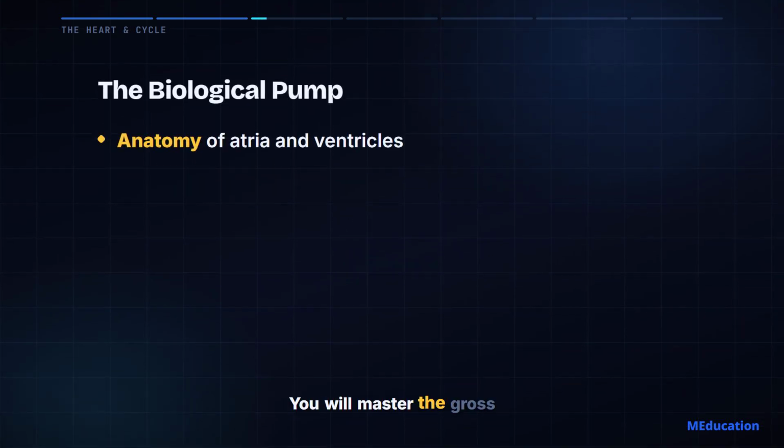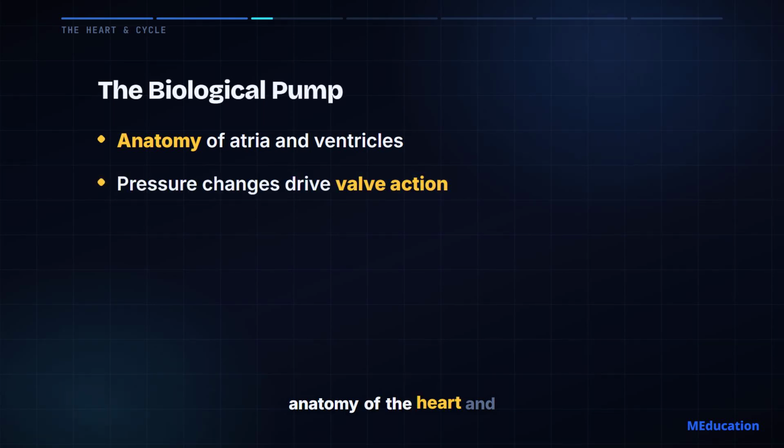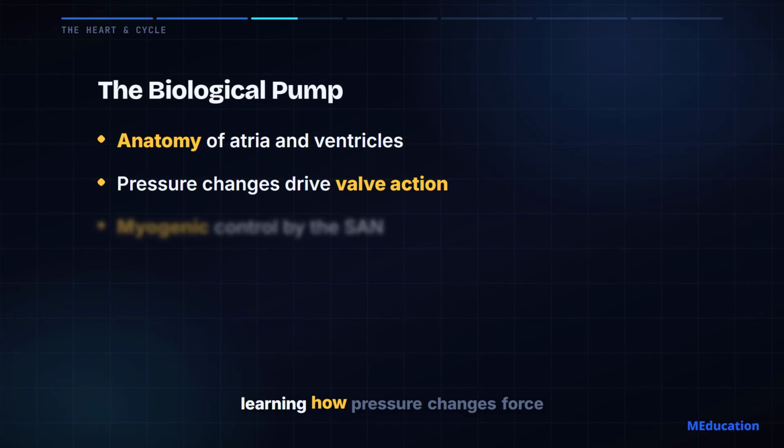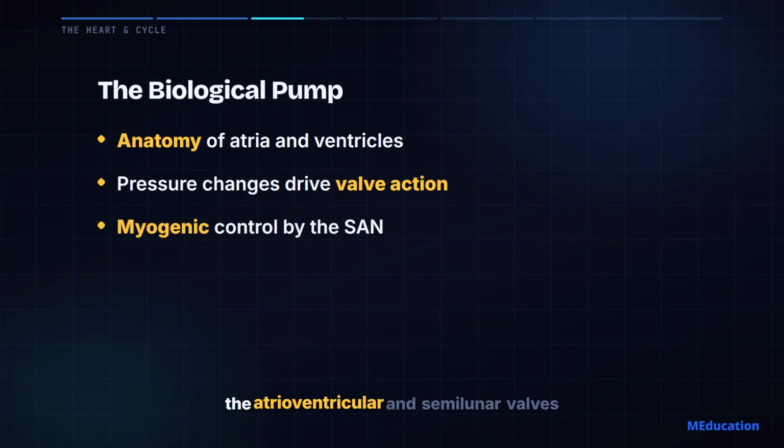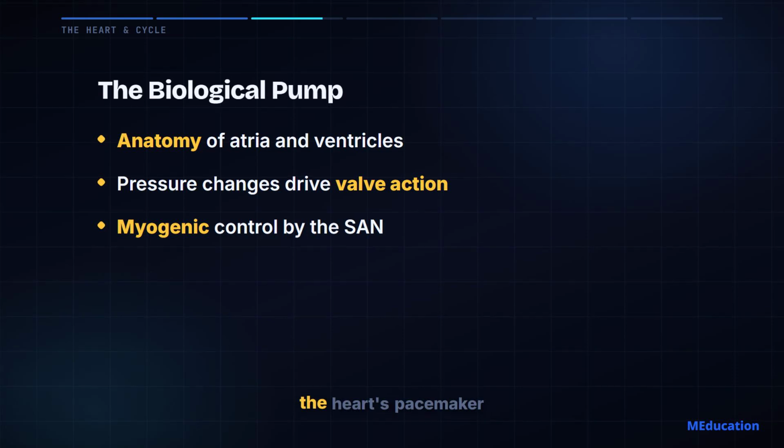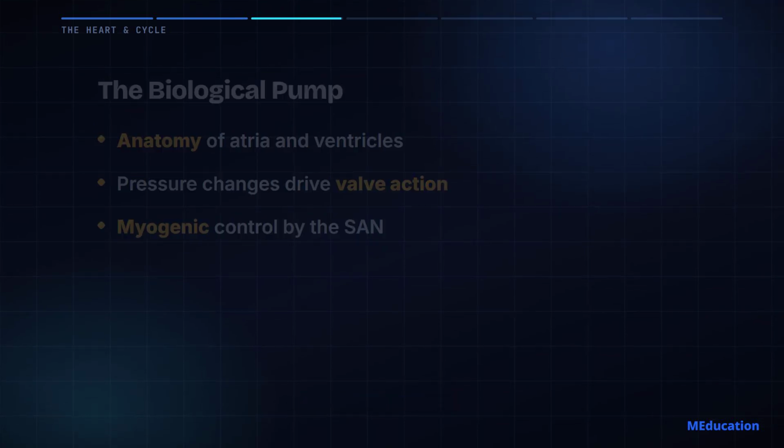You will master the gross anatomy of the heart and map exactly how it generates pressure. We will trace the cardiac cycle millisecond by millisecond, learning how pressure changes force the atrioventricular and semilunar valves open and closed. Finally, you will see how the heart's pacemaker, the sinoatrial node, coordinates this rhythmic myogenic contraction.